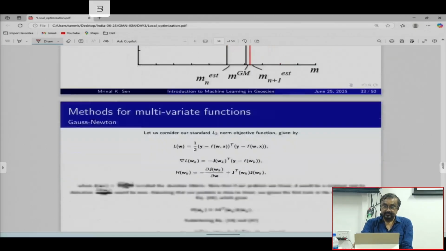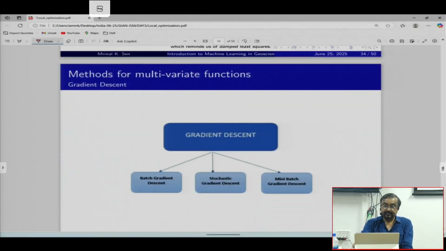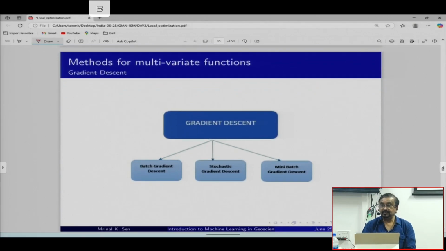Okay, so we then look at some new developments. Let's say that I want to use a gradient descent algorithm, right? So for gradient descent, I have, yes?